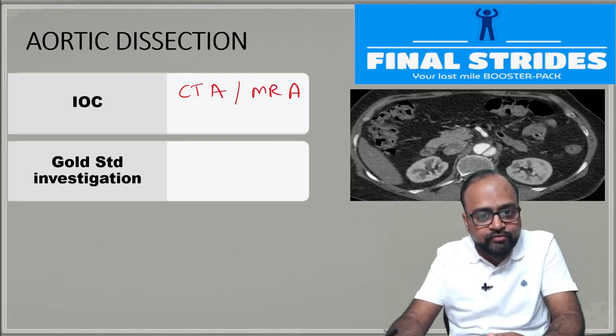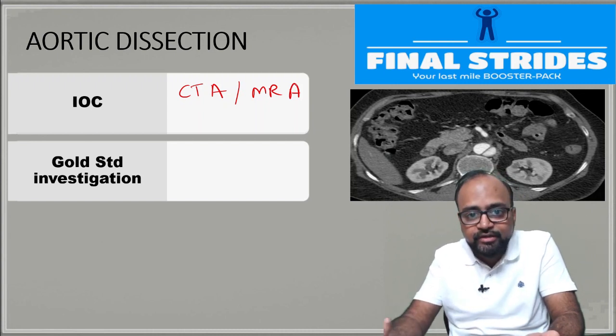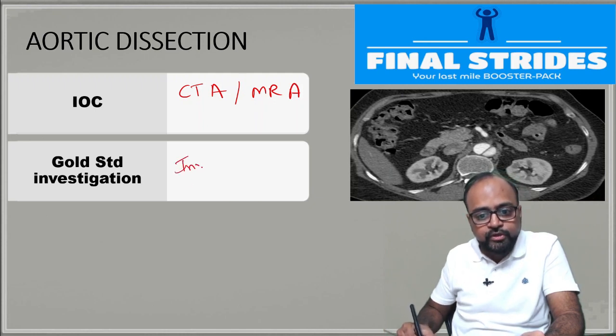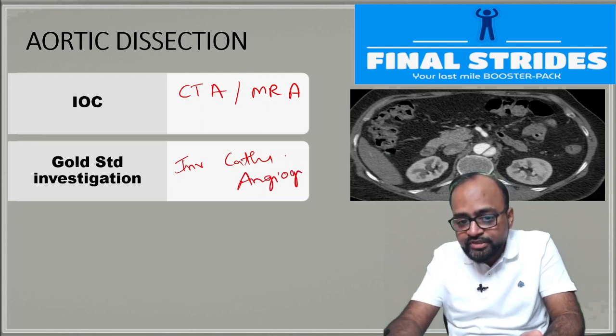CT angio is usually preferred. If they ask you what is going to be the gold standard, we have already studied this, right? What is the gold standard for any vascular abnormality? Yes, it is going to be invasive catheter angiography, right? So this is about aortic dissection investigations.